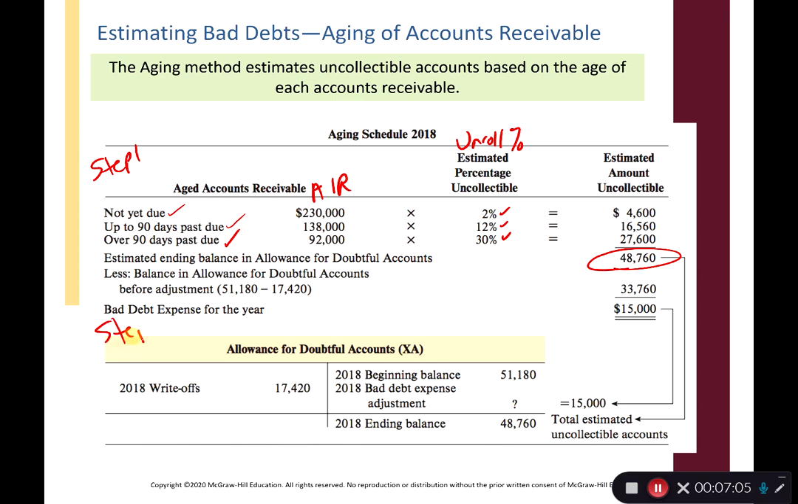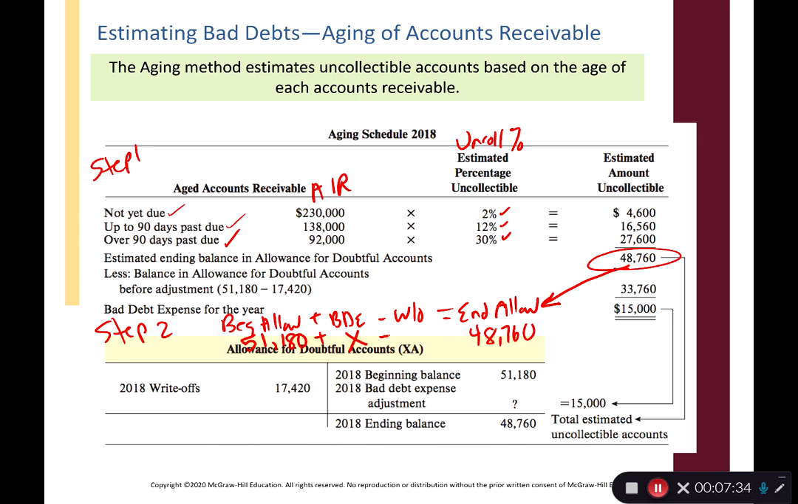Step 2 would be to get the ending allowance, and to get the ending allowance, we're going to take the beginning allowance, which would have to be given, plus BDE minus write-offs to get the ending allowance. The ending allowance, we figured out from step 1, we want it to be 48,760. The beginning is 51,180. It would have to be provided. BDE is X. It's what we're going to be solving for. And then the write-offs would have to be given, and here there's 17,420.